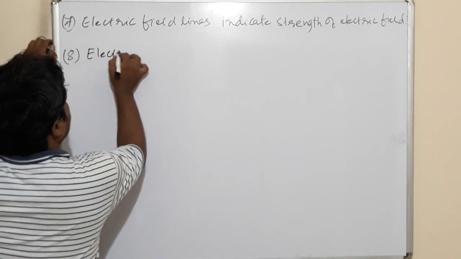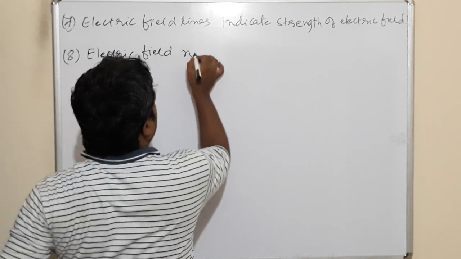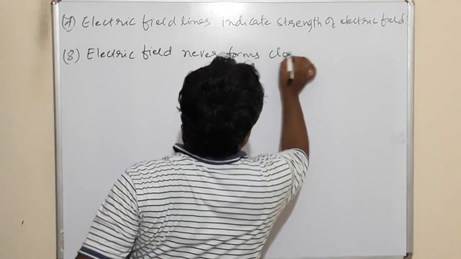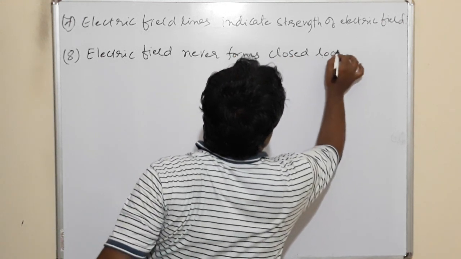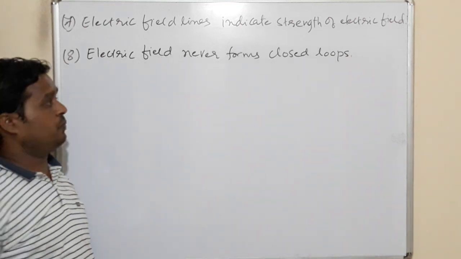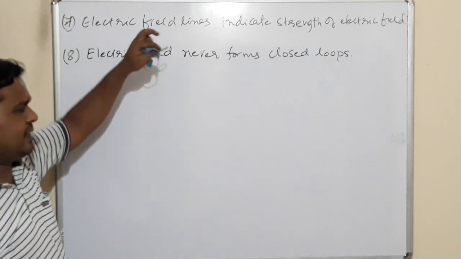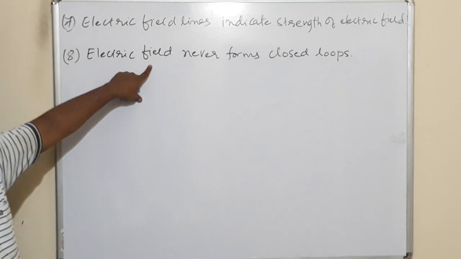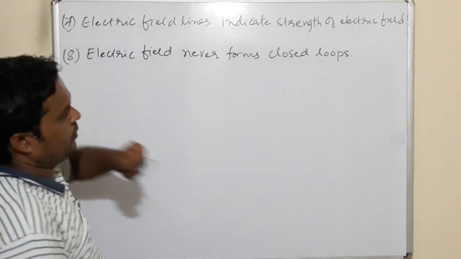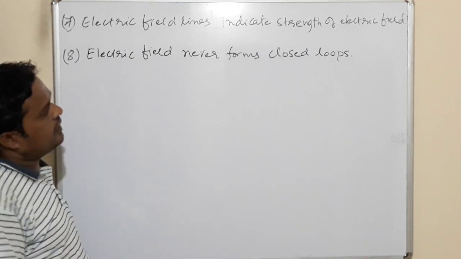Electric field lines never form closed loops. Magnetic lines of force will make closed loops, that we'll study later, and we'll also understand why these do not form closed loops, and why the magnetic field lines will form closed loops. That we'll study in magnetostatics. Okay.